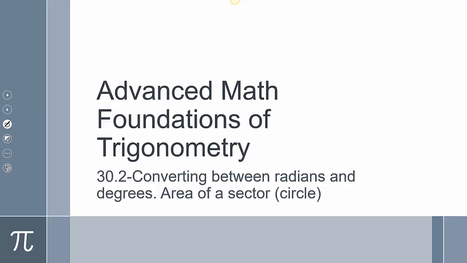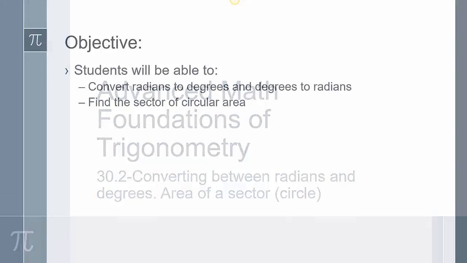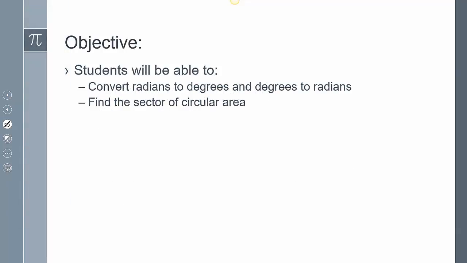Hey class, today is 30-2 and we're going to be converting between radians and degrees and finding the area of a sector. And so that's going to be today's objective. We're going to convert radians to degrees and degrees to radians and then find the area of the sector of a circular area.